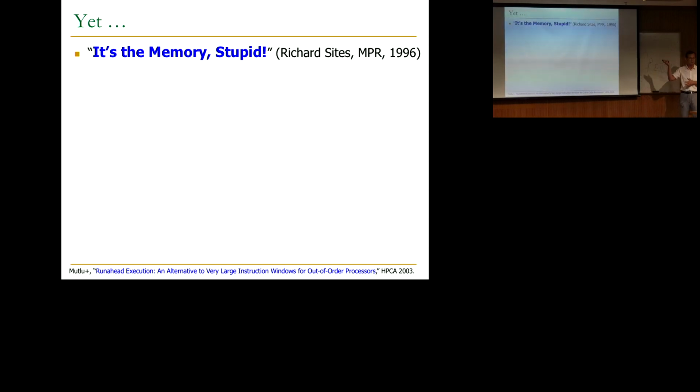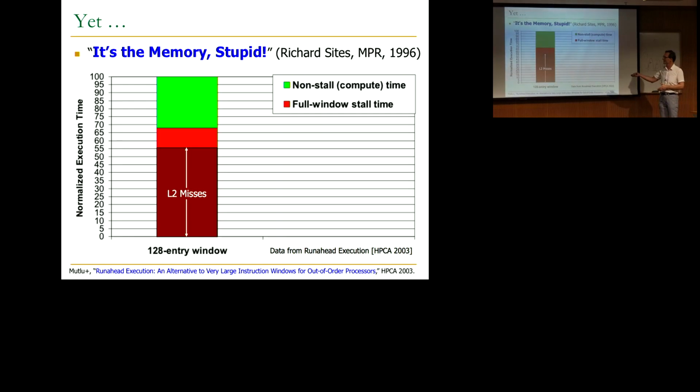Yet, we've covered some of this. "It's the memory, stupid." This is the paper that I mentioned by Dick Sites that said, we built this Alpha 21264 processor to finish four instructions per cycle, yet it's finishing one instruction every four cycles. Why? It's waiting for memory. Fast forward, as I said, in my PhD thesis, the processor is waiting for memory more than 50% of the time.